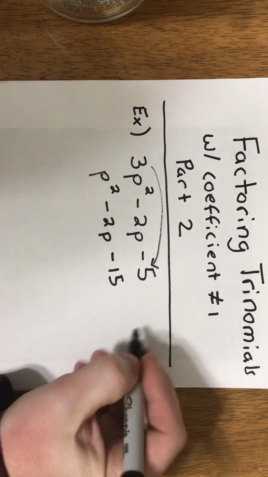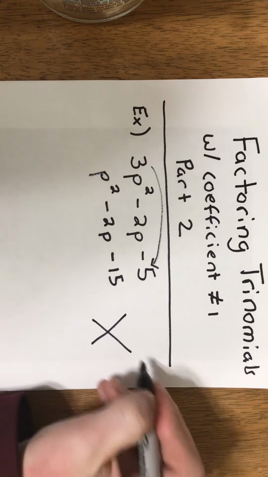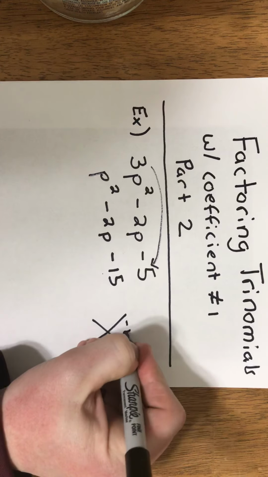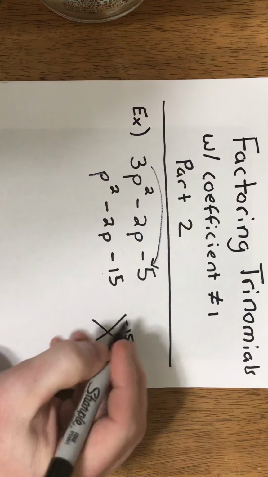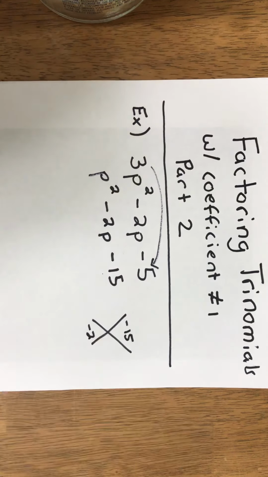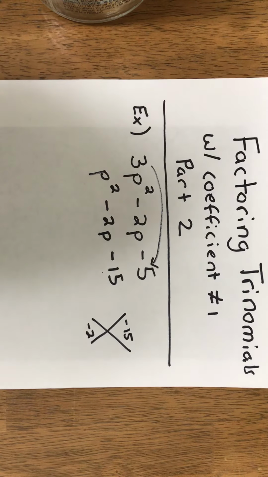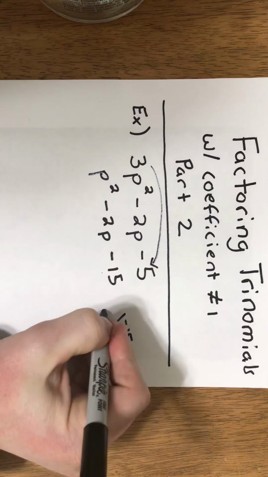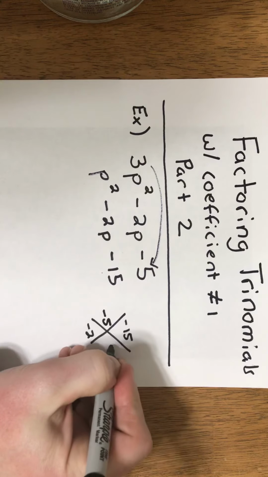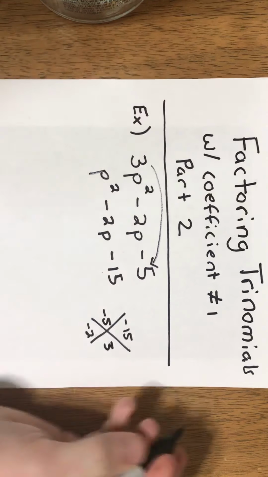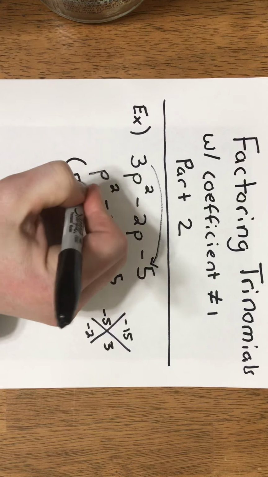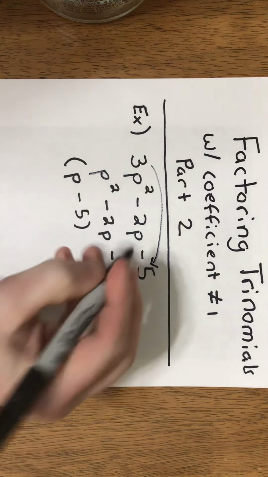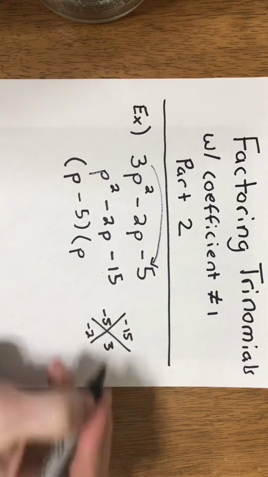Once we have that, we can use our x method off to the side here. We put our last number on the top, negative 15, our middle coefficient on the bottom, negative 2, and we're looking for two numbers that multiply to negative 15 but add to negative 2. In this case, that's going to be negative 5 and positive 3. So I'm going to be left with p minus 5 times p plus 3.